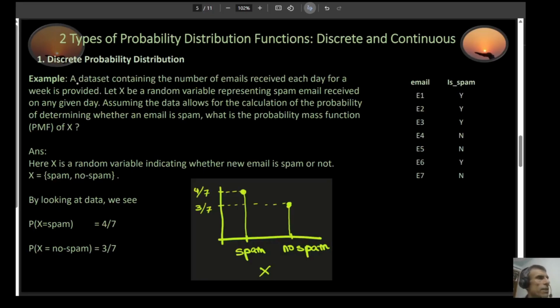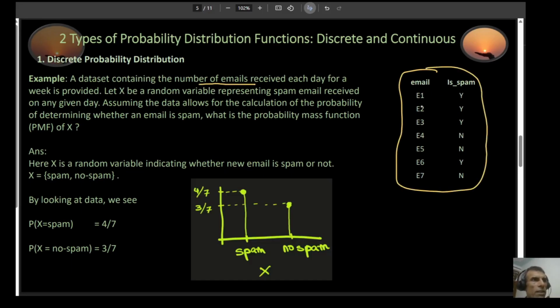Let's take a look at another example. Let's say you have a data set, and this data set contains the number of emails you have received each day for the last 7 days. This is the data set that's given to you right here. Let's look at this one. This one says email 1 on day 1 was a spam. This says yes, spam. What about email 2? Spam, yes. Email 3, yes, spam. Email 4, nope, not a spam, and so on and so forth.